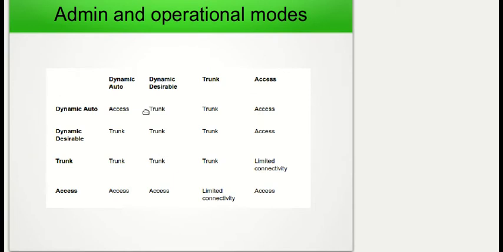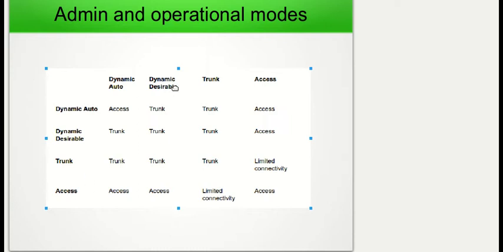Okay, so now this table really lists the admin and operational modes. If both sides are configured as dynamic auto, that means that port's going to act as an access link. If both sides are configured as dynamic desirable, it means that both links are going to act as the trunk link. Trunk and dynamic auto is trunk. Access and dynamic auto is access. Dynamic auto and dynamic desirable is trunk. Trunk and dynamic desirable is trunk.